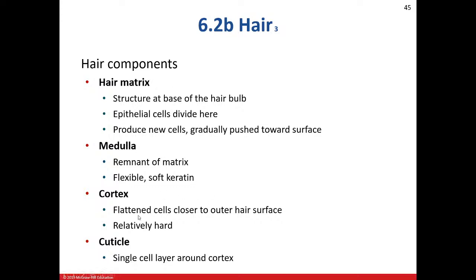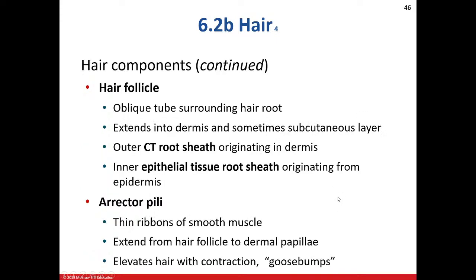There's an outer cortex of flattened cells that's pretty hard, and then the inner portion is the medulla, made up of flexible and soft keratin. And then lastly, you have the cuticle, which is a single layer of cells that surround the cortex.